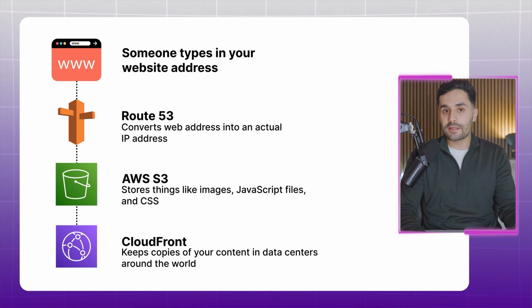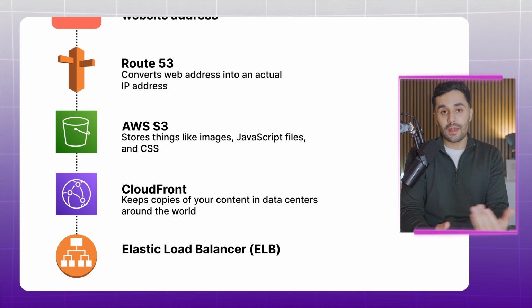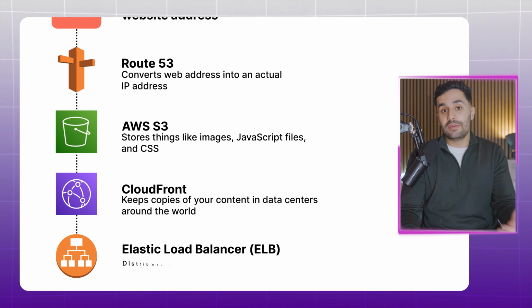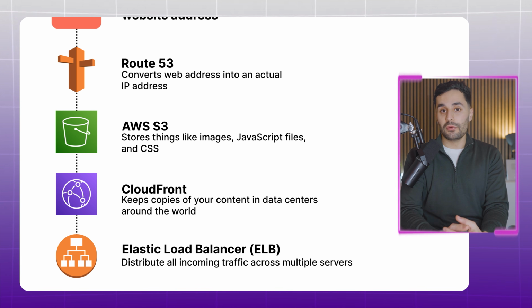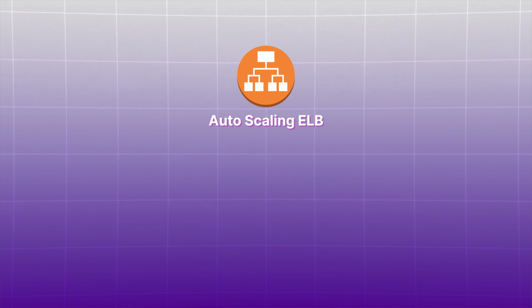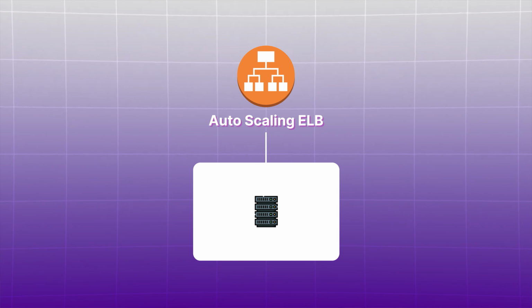From there, dynamic requests go to something we call an Elastic Load Balancer, an ELB. Now, the ELB's job is to distribute all incoming traffic across multiple servers. This is crucial because if one server gets overloaded or has problems, the ELB can send traffic to other healthy servers instead. Now, your application keeps running smoothly, even if individual servers have issues. And the really powerful part is how AWS handles growing traffic. We're using services like Auto Scaling with your ELB. AWS can automatically create new servers when you need more capacity and remove them when you don't. You don't even have to manually manage this. AWS handles it based on the rules that you set.